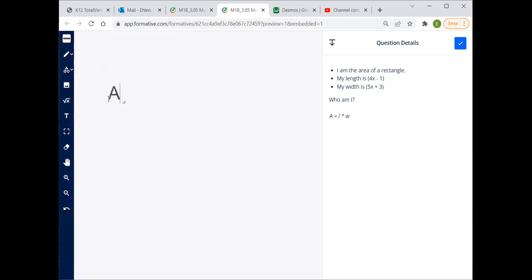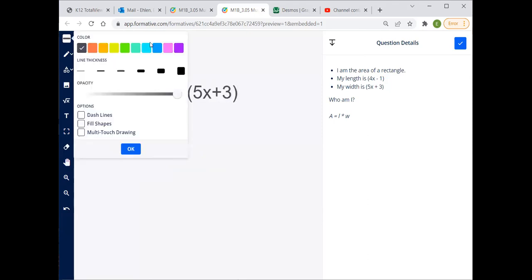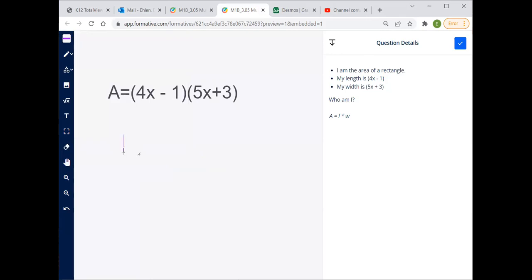So if I type this in here, guys, it would be A equals, the length is 4x minus 1, and the width is 5x plus 3. Again, you guys can either use the box method or distributing, whichever one makes more sense to you. I'm going to use distributing, but feel free to use the box method. I will also use that in today's lesson as well, if you'd like to see that again.